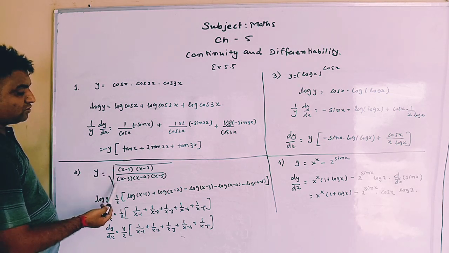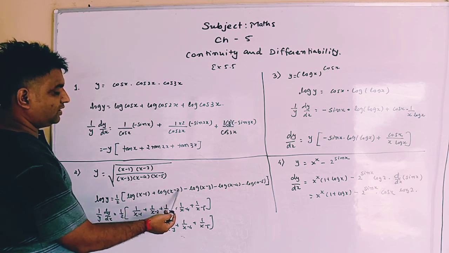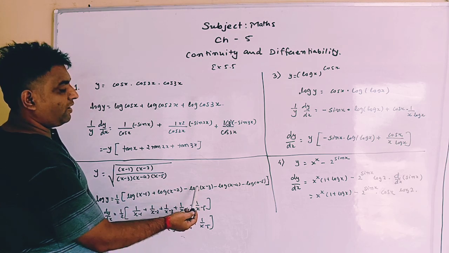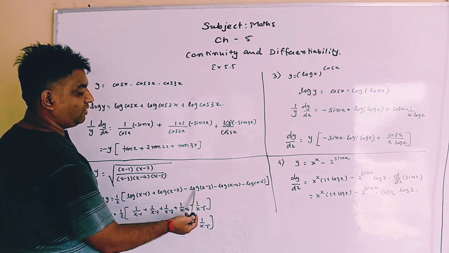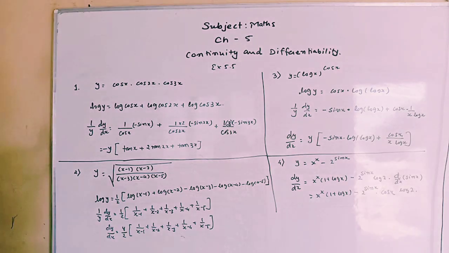Log y equals, since the root is there, 1 by 2 [log (x minus 1) plus log (x minus 2)]. Now the division also has a power, so minus will be there: log (x minus 3) minus log (x minus 4) minus log (x minus 5).